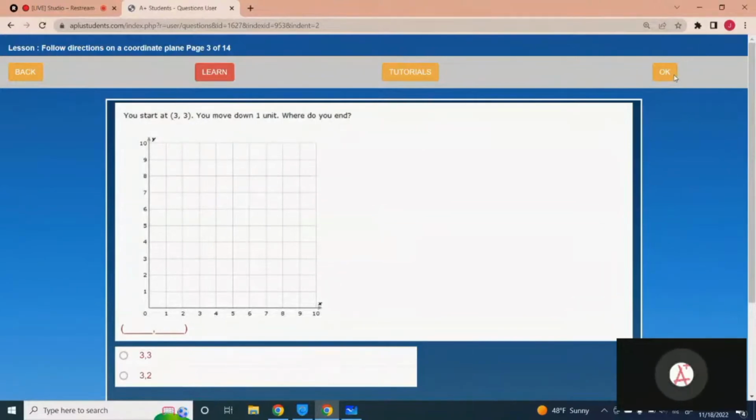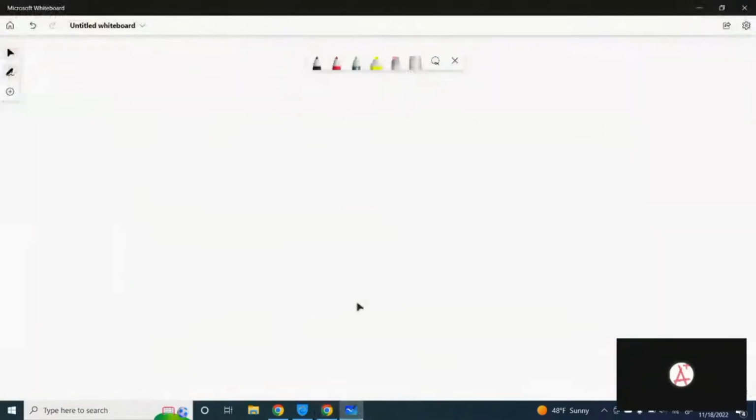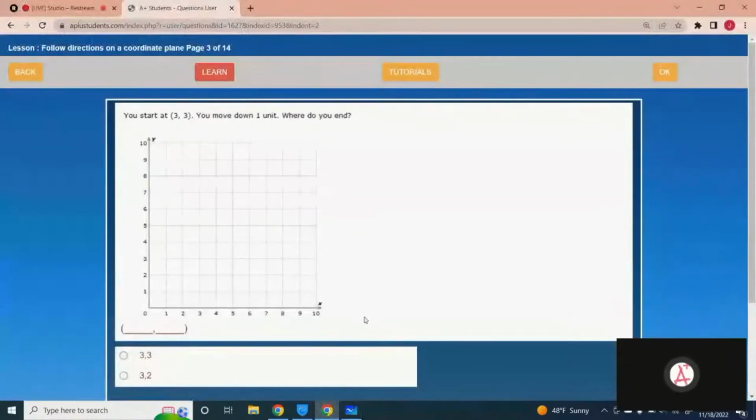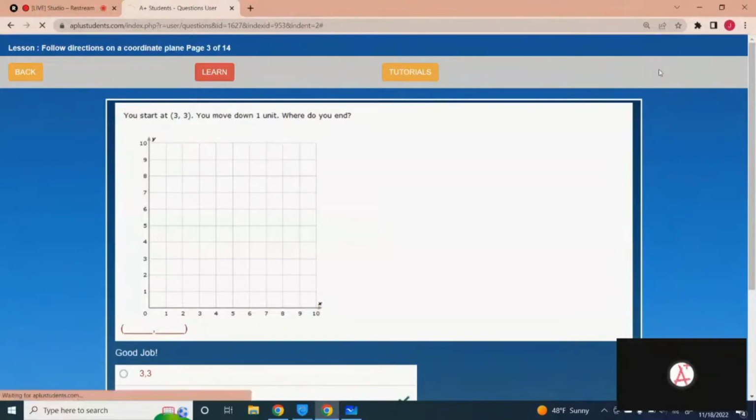Okay, the next one is you start at 3, 3. You move down 1 unit. Where do you end? Okay, so again you moved down. So whenever you move down, you have to change the y value. Got it? 3 subtract 1 is 2. So the new value is 3, 2. Got it? Very good. Just select the correct option and click on the OK button.